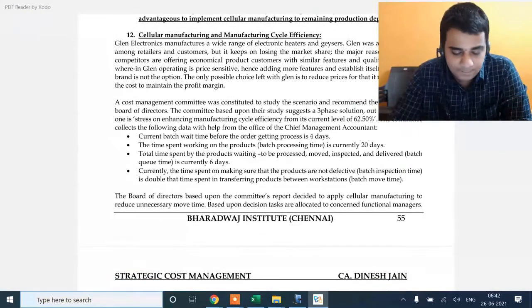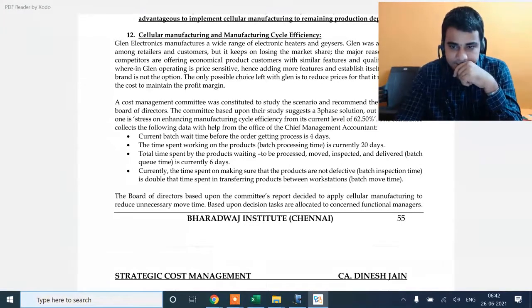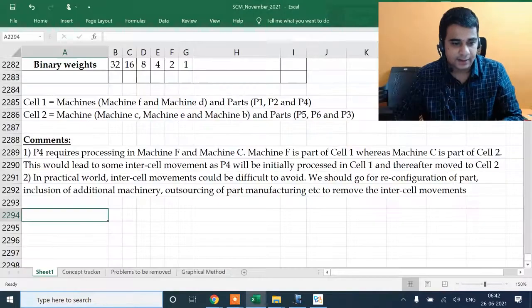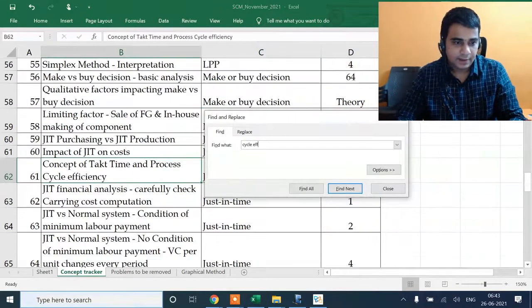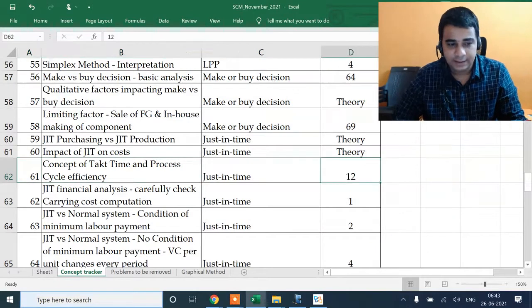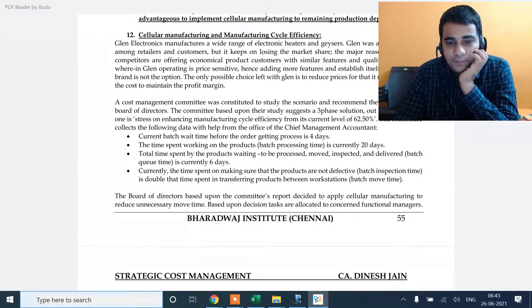We have done this earlier. Can someone tell me the formula for manufacturing cycle efficiency? The other name is process cycle efficiency. What is the MCE formula? I've done this in chapter 1, that's what I remember. Let me check the concept tracker. Yes, we have done this in Just in Time, question 12, where we talked about manufacturing cycle efficiency or process cycle efficiency. Can someone tell me the formula for that?